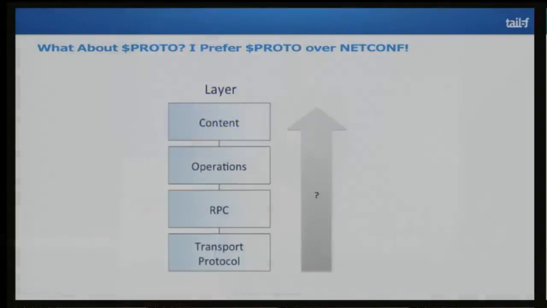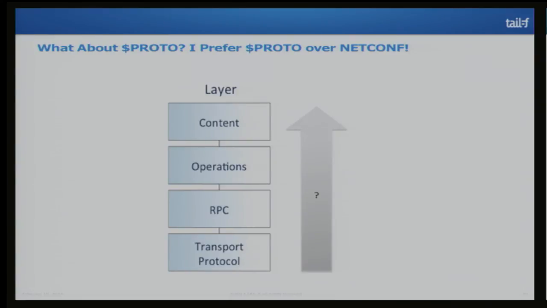And the next question I get then, of course, is about another protocol, as I mentioned in the beginning of the presentation. What about $proto? And that's usually SOAP, BEEP, and REST. And so without going into details about which one is the best, all I can say is that the NETCONF and YANG stack provides the transport bindings and well-known protocols. It provides the RPC layer. It provides a set of operations that's extensible, and it provides, again, a data modeling language for content.